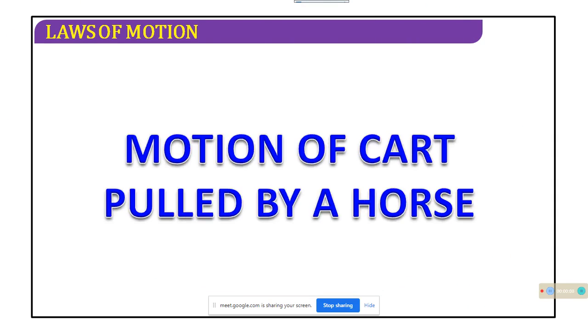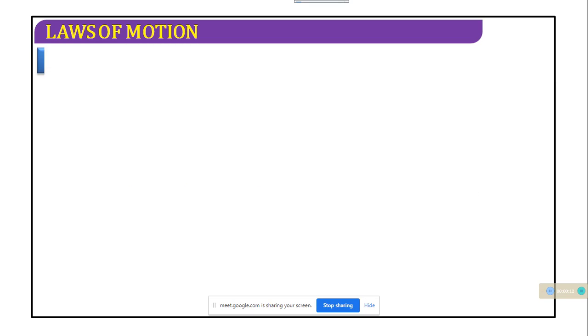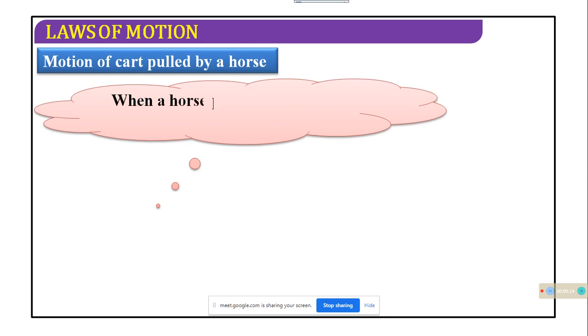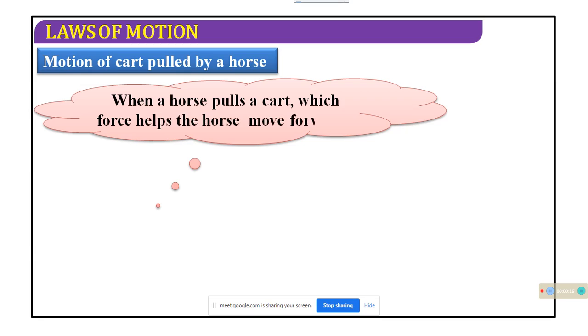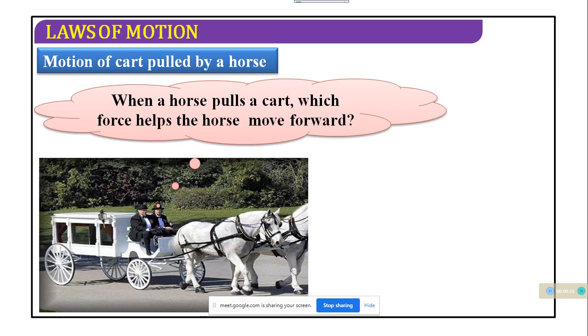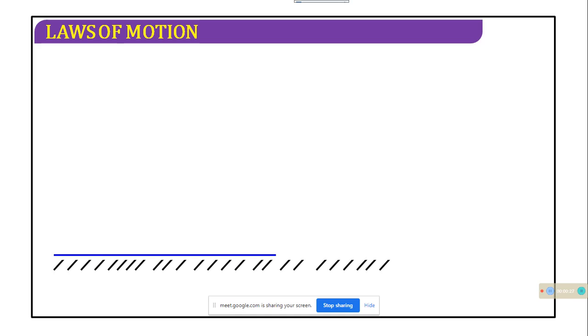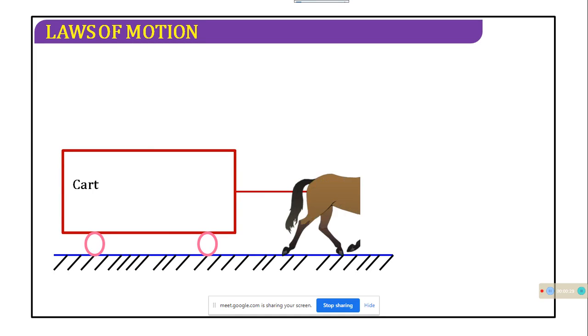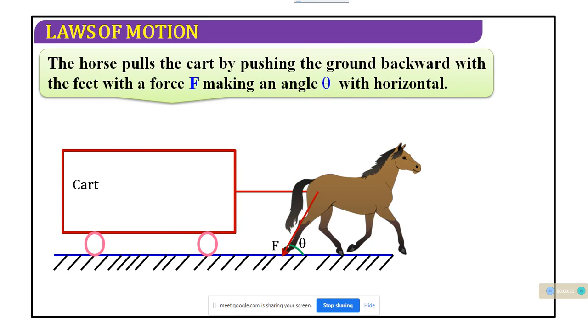Laws of motion. Motion of a cart pulled by a horse. When a horse pulls a cart, the horse applies force and moves forward. This is the cart. The horse is applying the force at an angle like this.